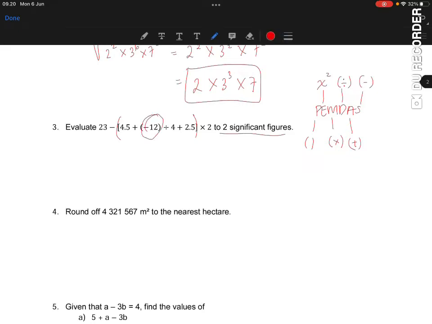It's just to underline that you have a negative number there, so they put the bracket, but it is not parenthesis. The parenthesis is this. Okay, right.